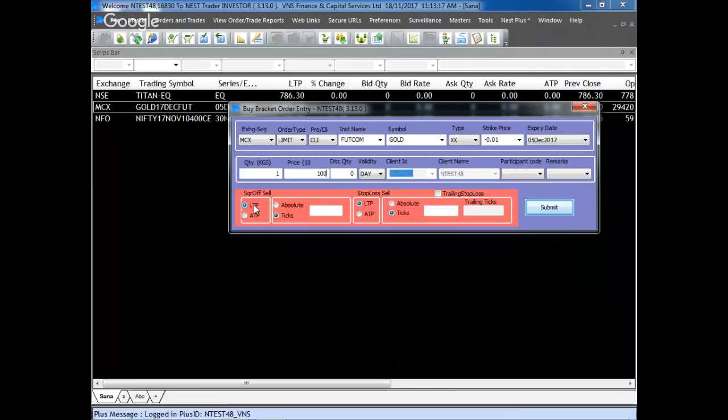And this is LTP, ATP. So among these windows, you do not have to make any changes. Let it be by default as LTP.